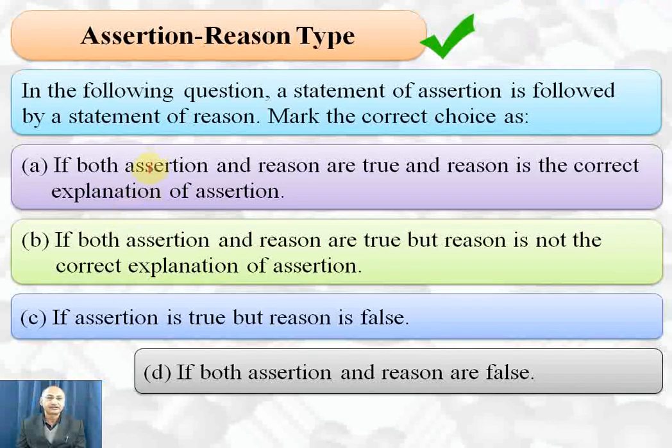These are assertion reason type. Write A if both assertion and reason are true and reason is the correct explanation of assertion. If both assertion and reason are true but the reason is not the correct explanation, write B. If assertion is true, reason is false, write C. If both assertion and reason are false, write D.